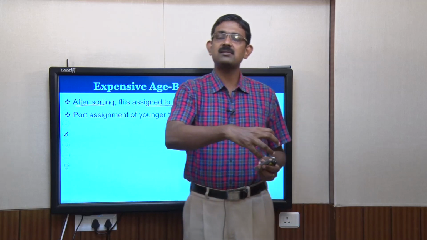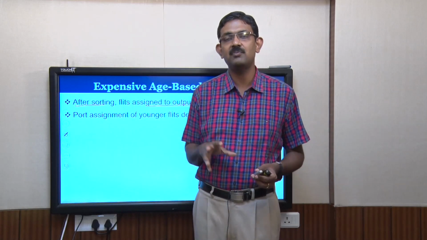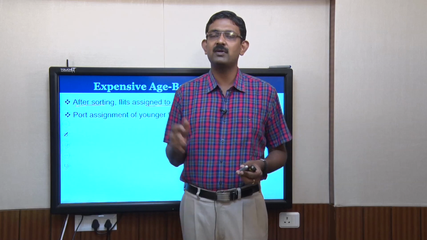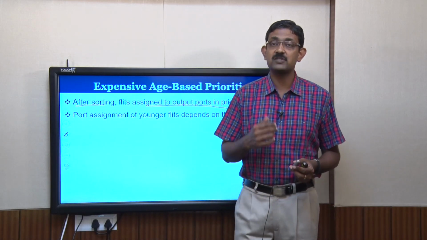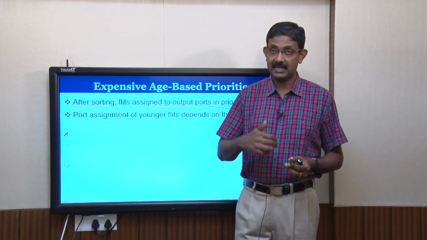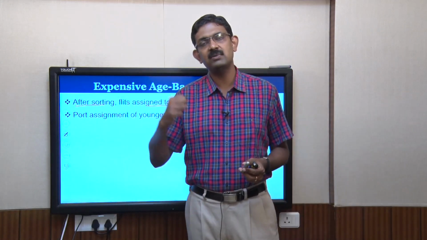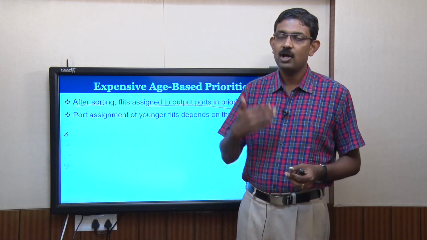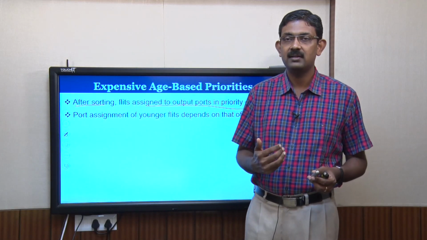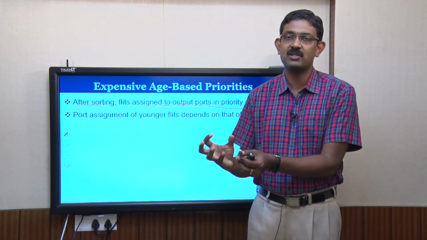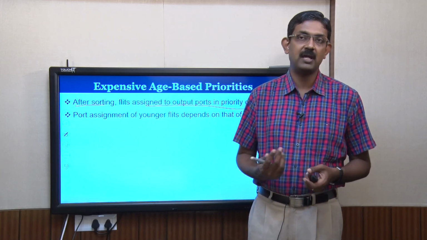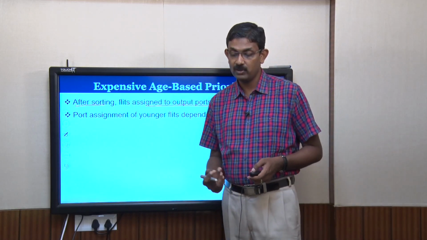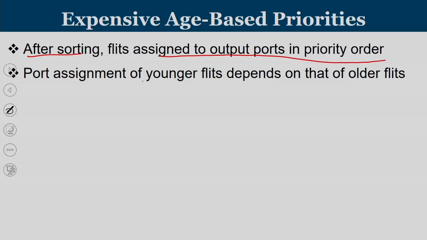You take the highest priority flit and give it the desired port. Once you have given one of the ports to it, then only 4 more ports are available. So the next highest priority flit, the next younger flit, can choose only from these 4. It may be given one among those. So as you come to the youngest flits, only a very small set of ports is available, and they may not want those ports. There may be non-productive ports leading to deflection. So port assignment of younger flits always depends on that of older flits.